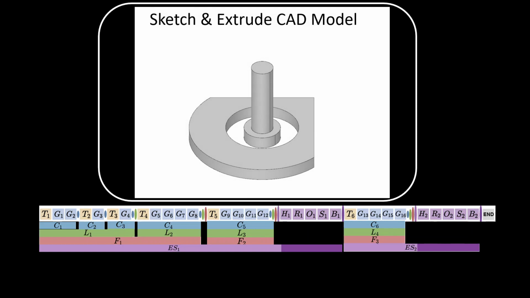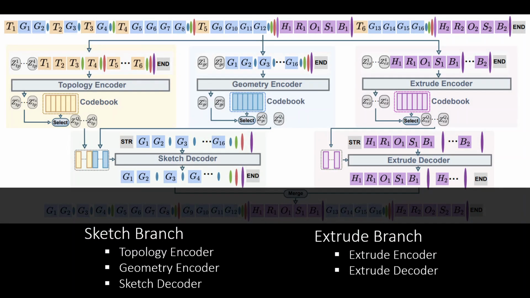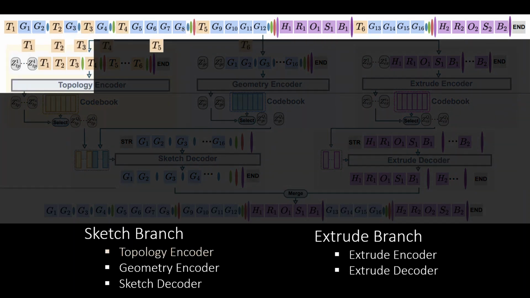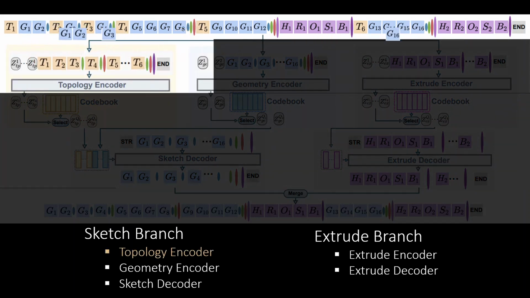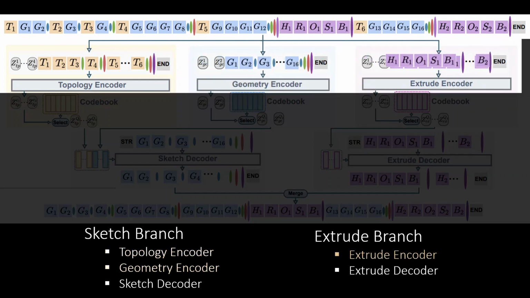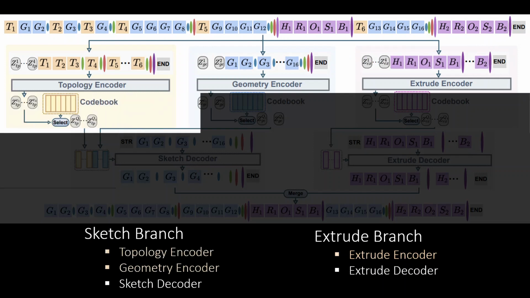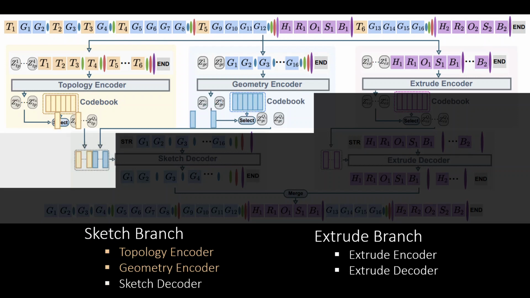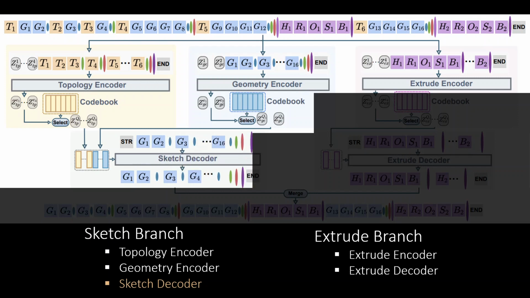Now we will go over the SkexGen architecture. Given the primitive sequence as input, topology tokens are passed to the topology encoder, geometry tokens are passed to the geometry encoder, and extrude tokens are passed to the extrude encoder. Following the region transformer, the input sequence is encoded into special code tokens, which are then passed to the codebook for quantization and code selections.